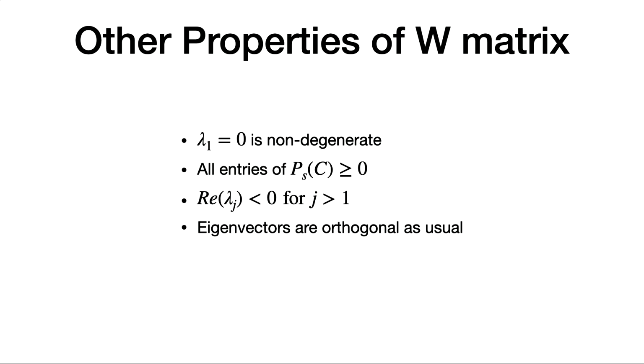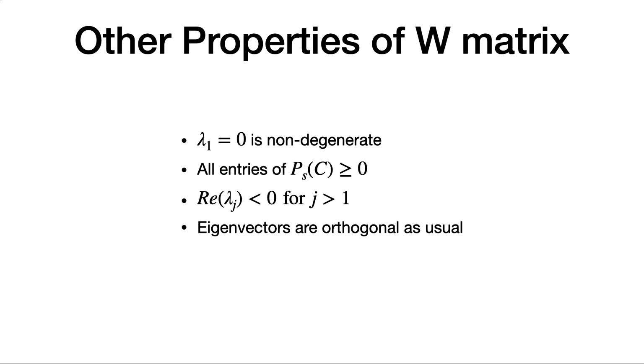Let me go through the important properties. For a W matrix, lambda equal to 0 is the largest eigenvalue. Largest, of course, because some of them will be complex; the real part is largest for that. All entries of the right eigenvector for this are positive. The left eigenvector is 1, 1, 1, 1, 1.